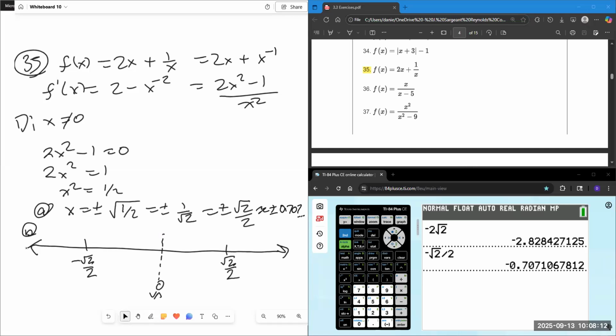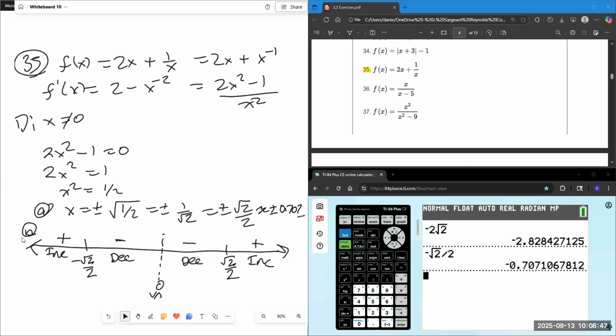And from -infinity to negative root 2 over 2, that's going to be a product that's going to be bigger than 1. So this will be positive and increasing. This is a product that will be less than 1, so that's negative and decreasing. This product will be less than 1, so that's negative and decreasing. And then this product is going to be bigger than 1, so that's positive and increasing.